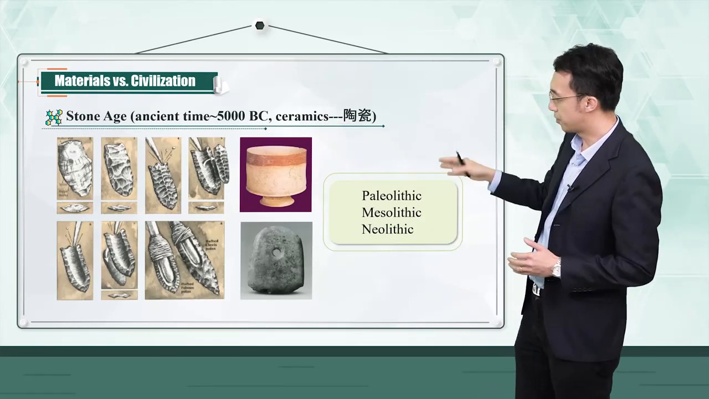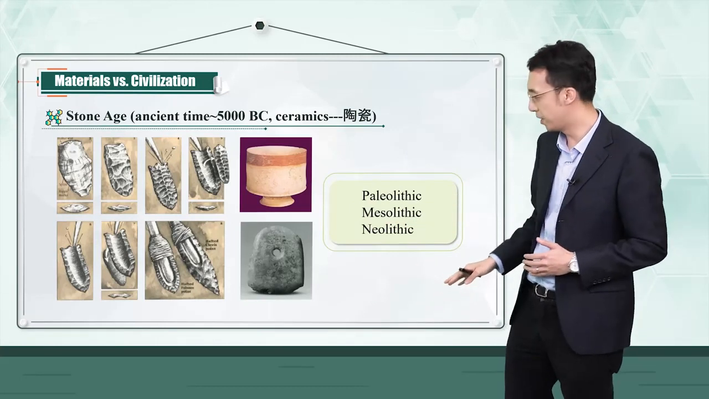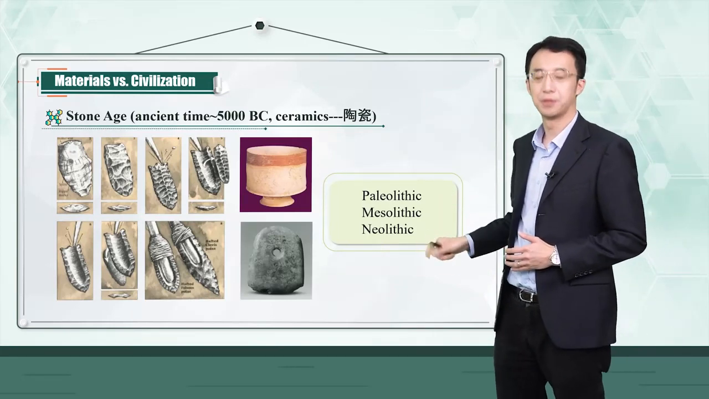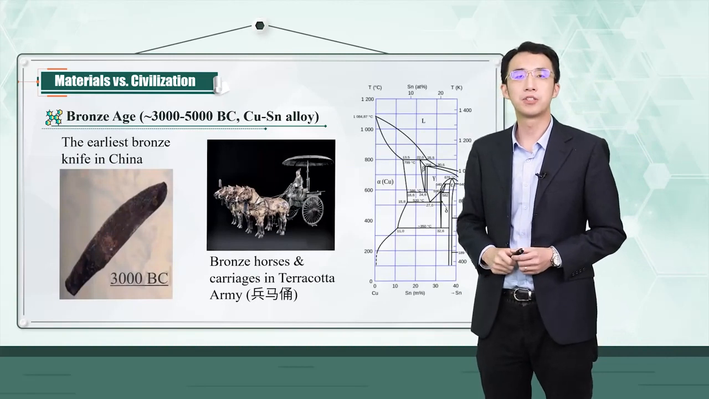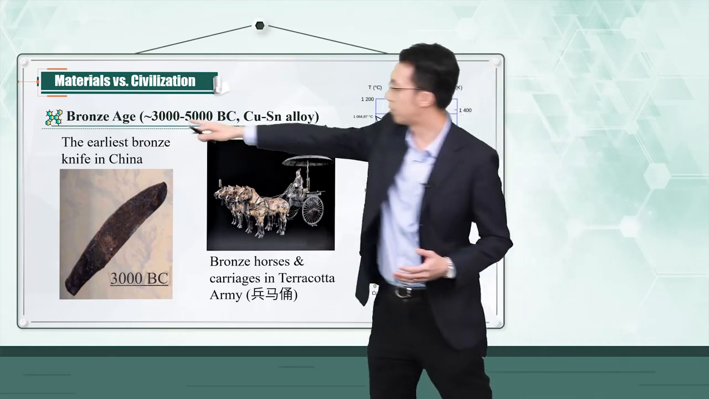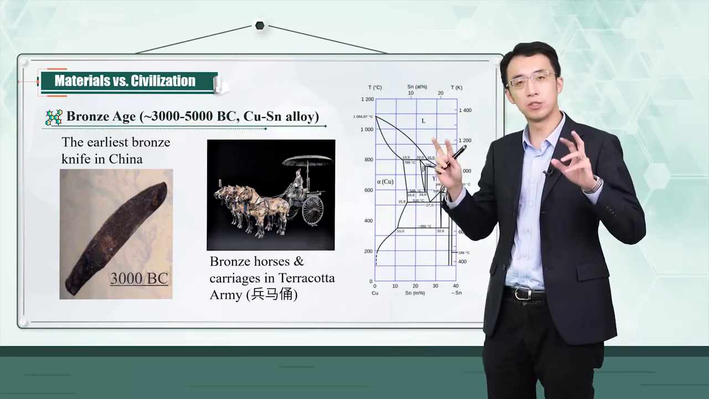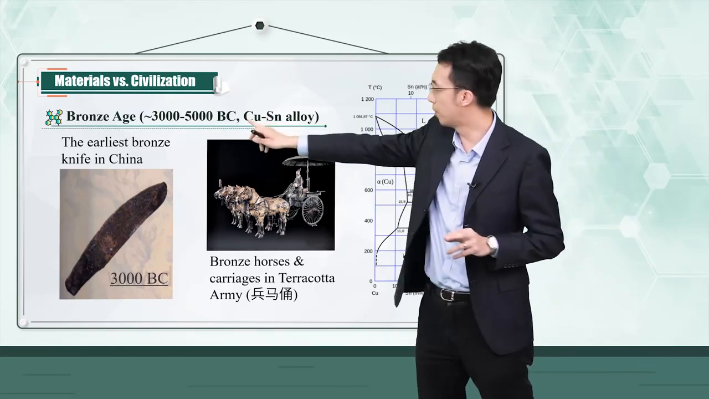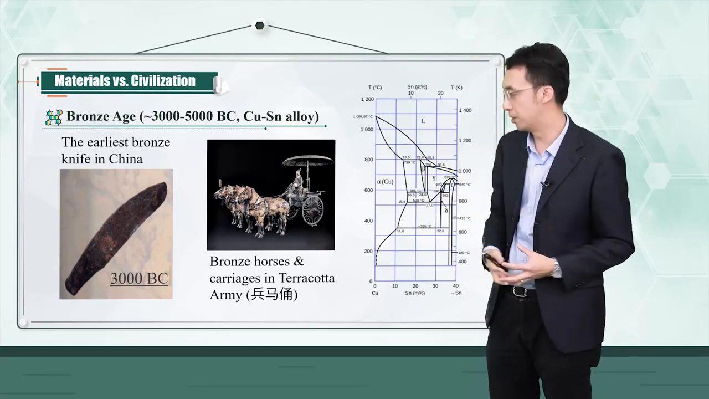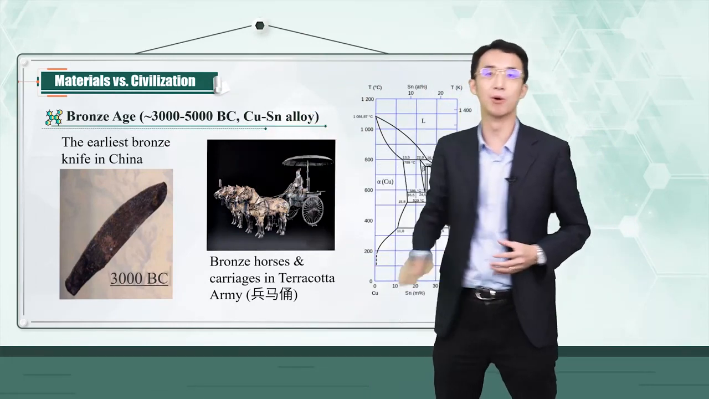Okay, and here I just showed a few examples of ceramic tools fabricated by human beings in the Paleolithic, Mesolithic, and Neolithic ages. And the so-called Bronze Age dates back to between 3000 and 5000 before Christ. The term bronze is actually a copper-tin alloy, which means a combination of these two basic elements. And here are some examples made of these copper-tin bronze alloys.